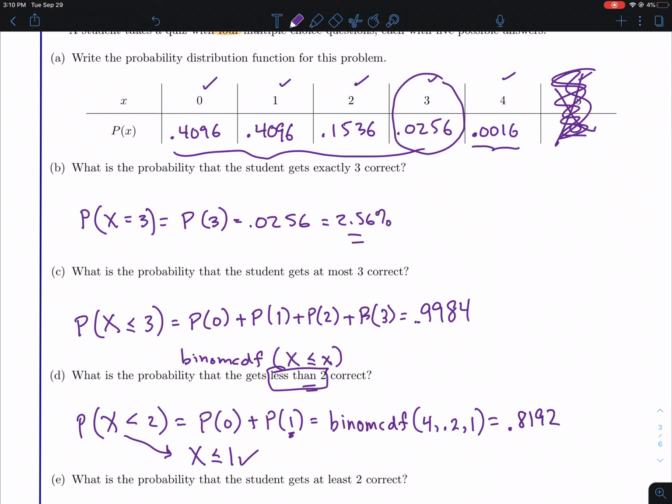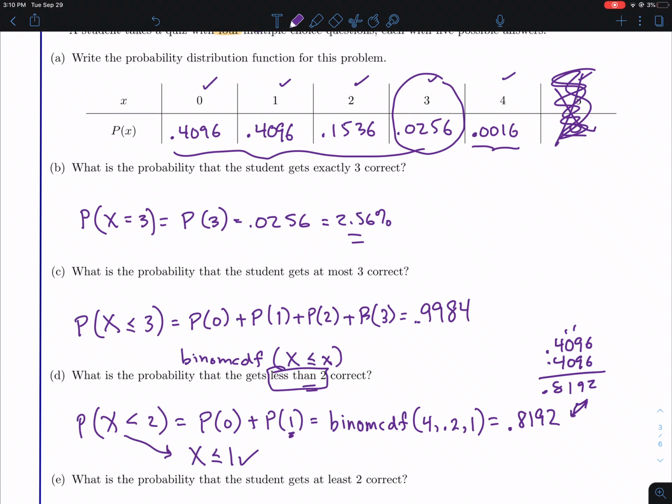And if I happen to look, what happens if I add 0.4096 and 0.4906, I get 0.8192. So they're exactly the same. So again, there's a couple different ways you can answer all these questions. So just kind of keep that in mind.